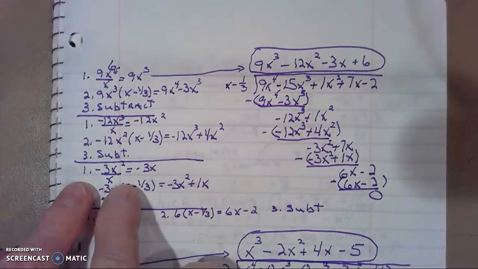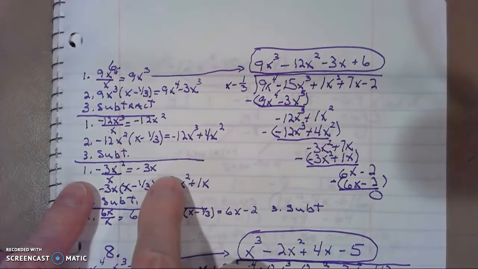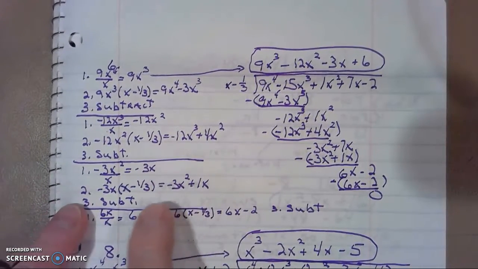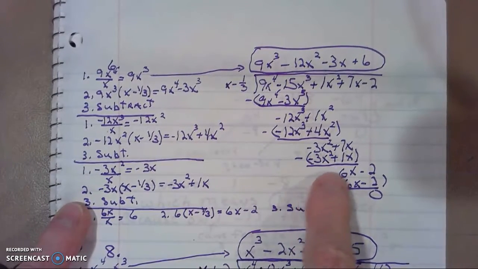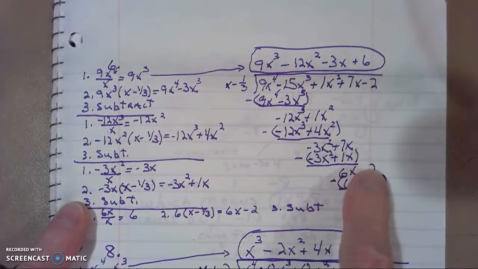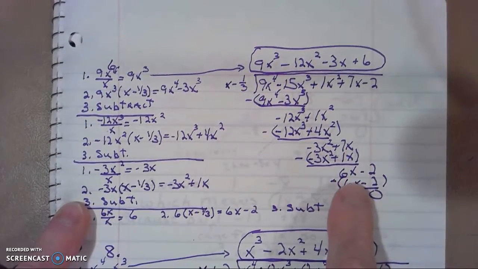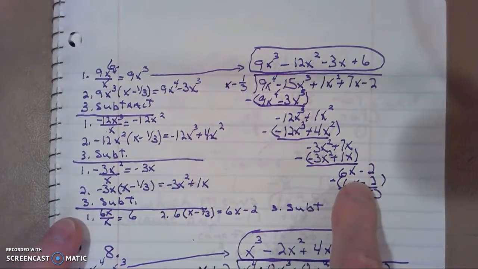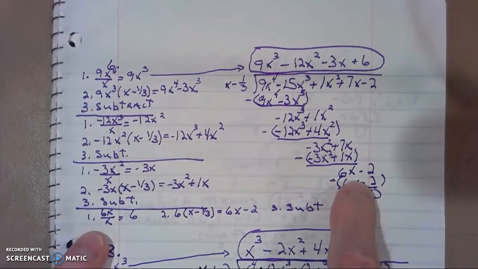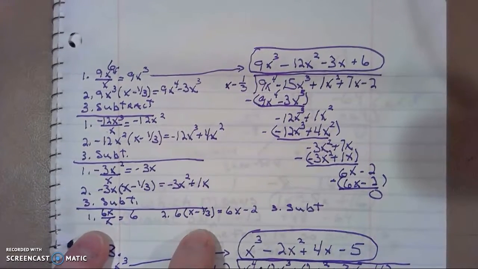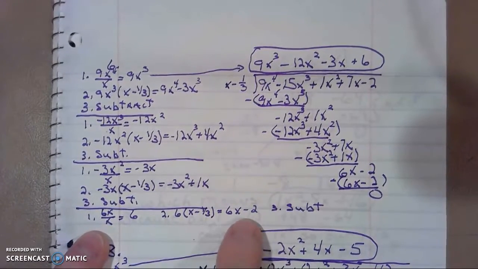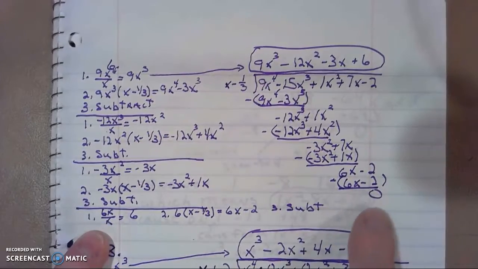Negative 3x squared divided by x is negative 3x. Then times your x minus 1/3 is negative 3x squared plus 1x goes underneath. Change your signs. 7x minus 1x is 6x. Now your 6x is what you have underneath, so it's divided by x is 6. Then 6 times x minus 1/3 is 6x minus 2, goes underneath. Change your sign, you get 0.